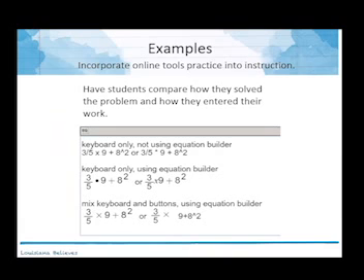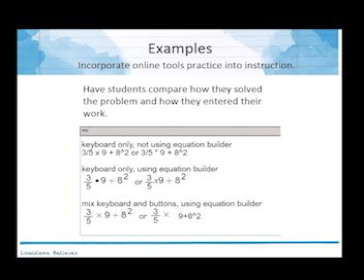If you're going to use the test to incorporate online tools to practice into instruction, again, this is the equation builder, or this is actually the open response box for a math problem. And you can see the various ways that they can actually type into the box. So the first example is using only the keyboard and not using the equation builder, which is perfectly fine. Students are not penalized if they don't use the equation builder.